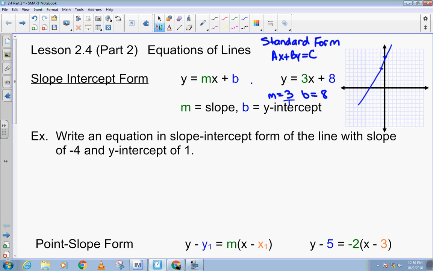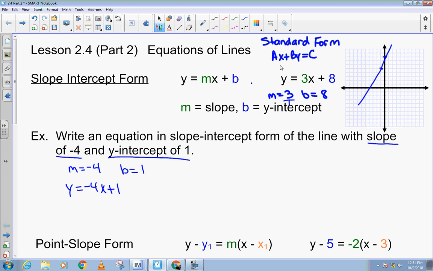So here's a really simple question. What's the equation in slope-intercept form of a line with a slope of -4 and a y-intercept of 1? So basically that means that my m is -4 and my b is a positive 1. So what would that look like? Y equals -4x plus 1. Good. Okay. Alright, so that's super easy.